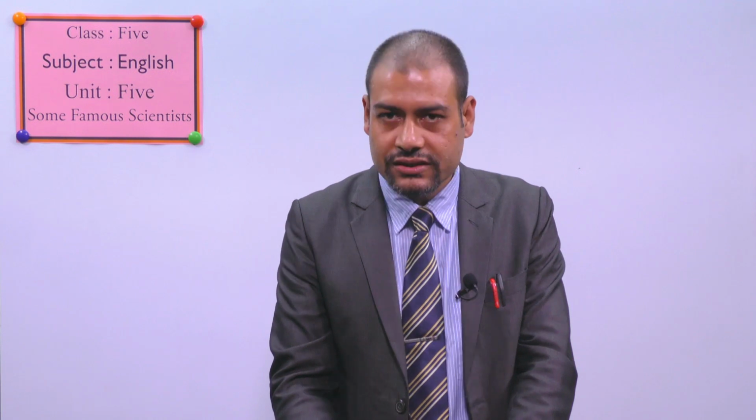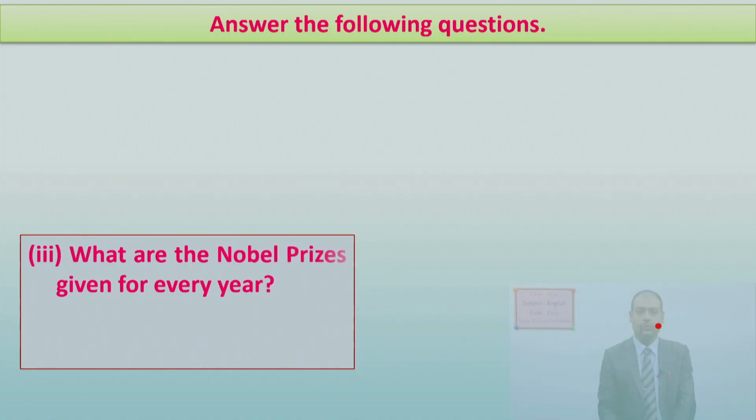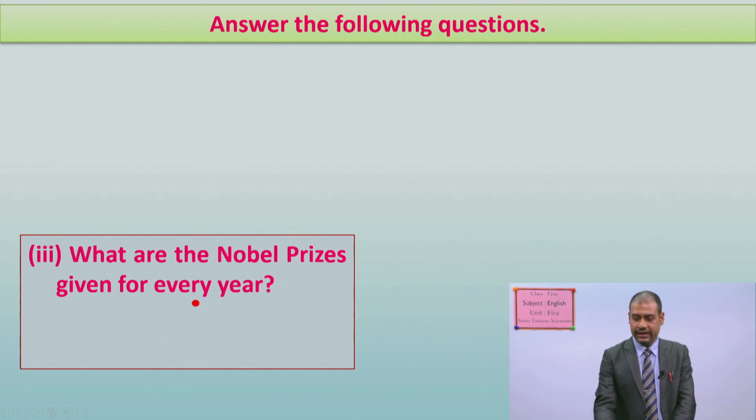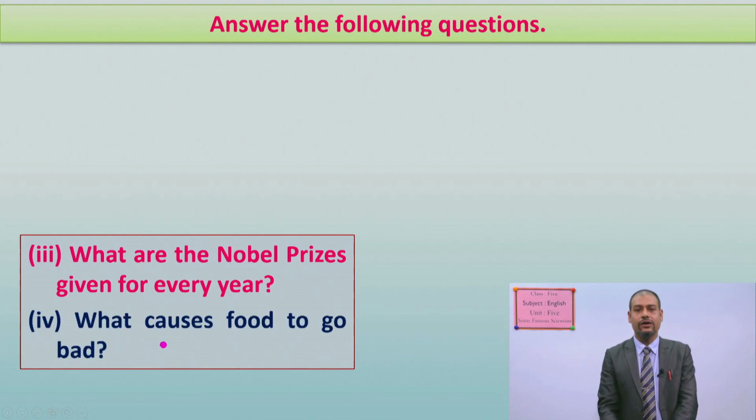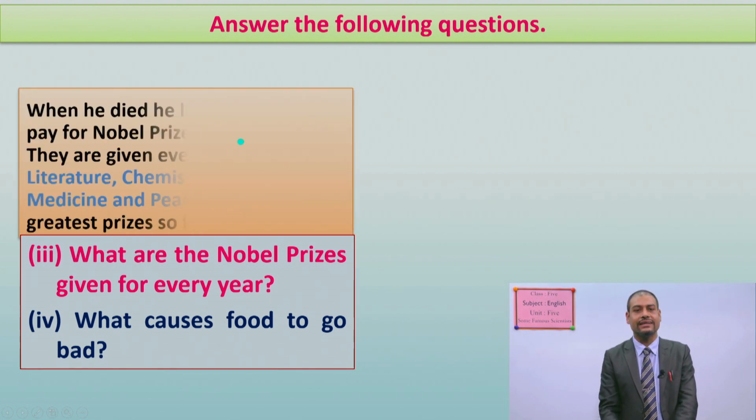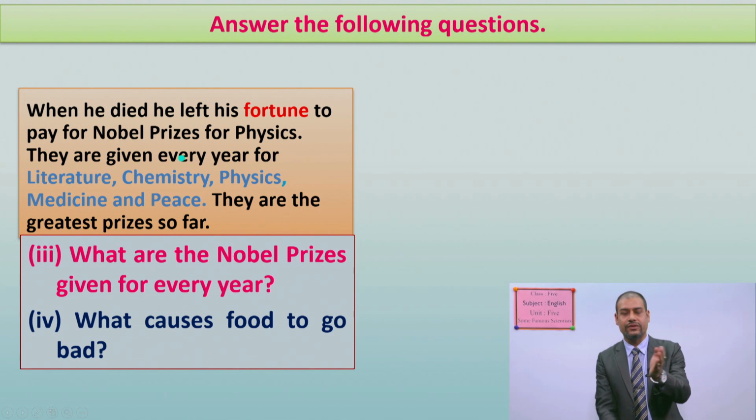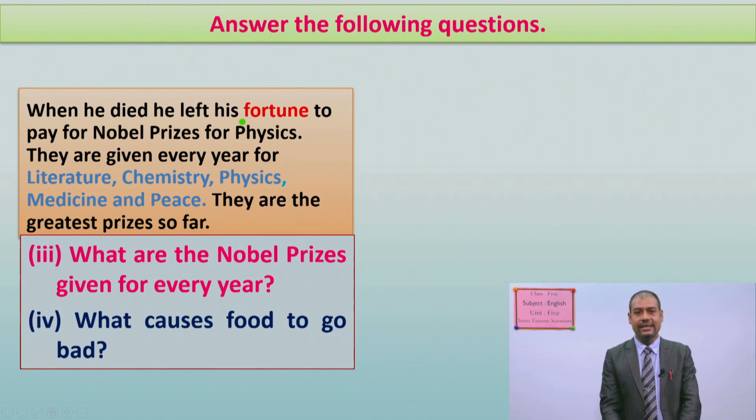Likewise, I want to show you answers of rest questions. See, the question for you, what are the Nobel Prizes given for every year? And the last question for you, what causes food to go bad? For question number 3, you can find your answer in this line. It is also taken out from the text. When he died, he left his fortune to pay for Nobel Prizes. They are given every year for literature, chemistry, physics, medicine, and peace. So these are the key words, okay? From here, you can write down your answer for question number 3.